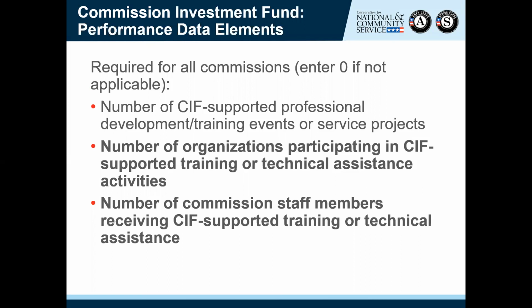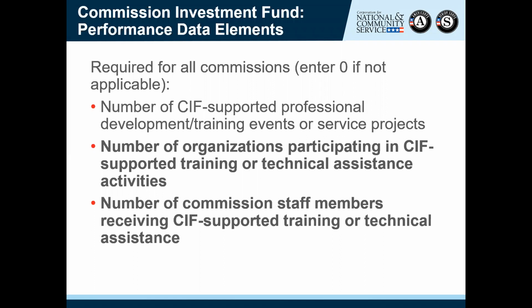So one required element is the number of KIF-supported professional development or training events or service projects. This could include events for AmeriCorps members and/or events for organizations. The second required indicator is the number of organizations participating in KIF-supported training or technical assistance activities. Organizations in this context can include current subgrantees, potential grant applicants, or any other organizations that participate in KIF-supported events. The training activities themselves could be focused on any of the KIF priority areas, including evaluation, data collection, the AmeriCorps grant application process, and so forth.